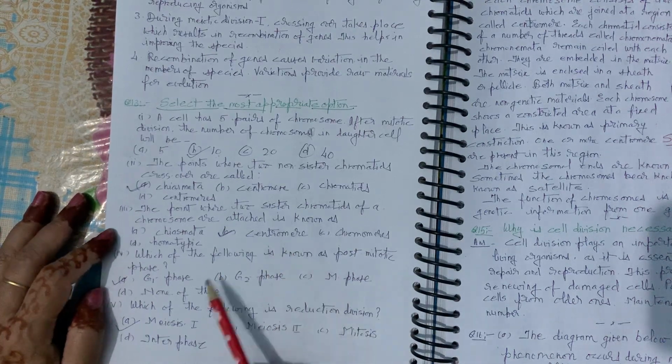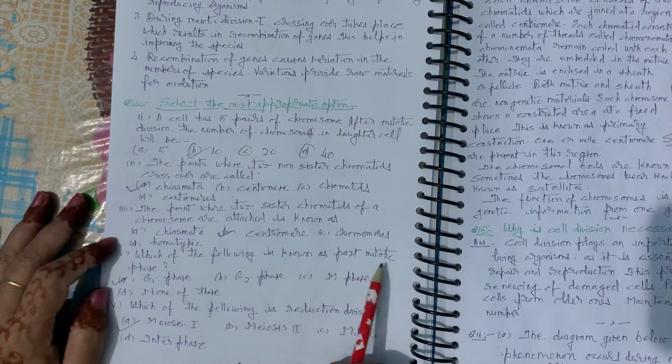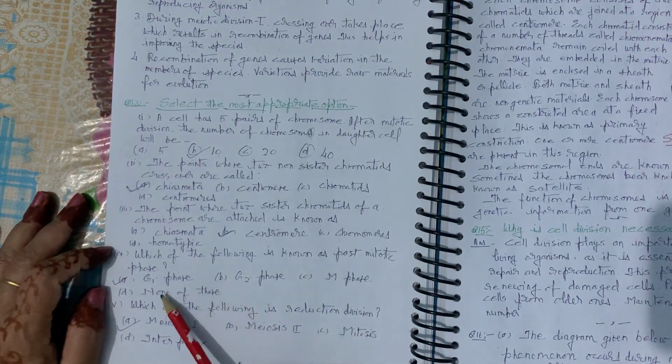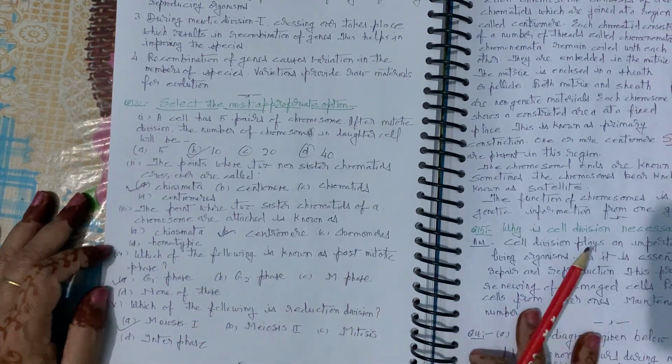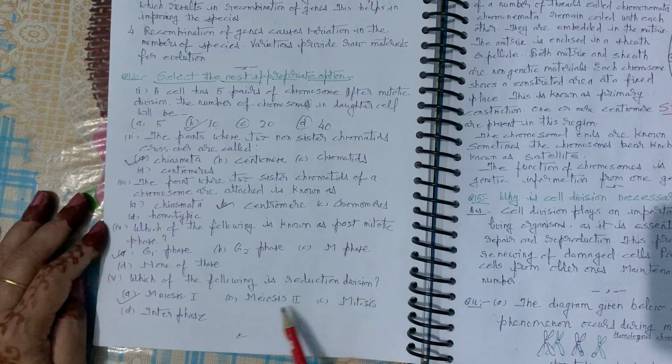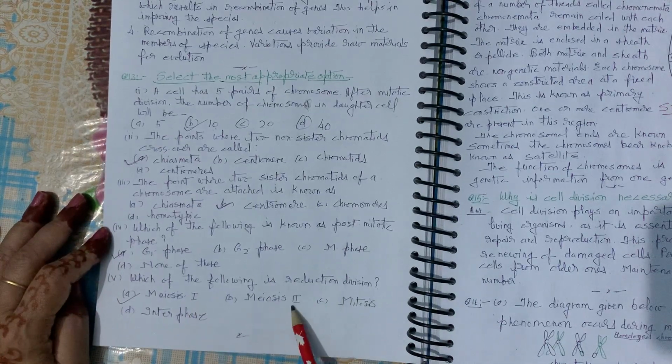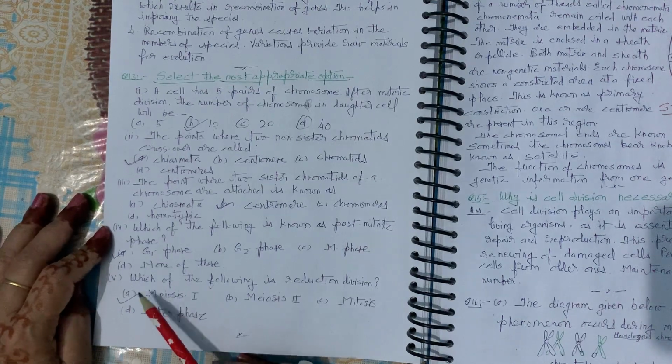Sister chromatids are attached. Which of the following is known as the post-mitotic phase? G1 phase, G2 phase, M phase, none of these. G1 phase is known as the post-mitotic phase. Which of the following is the reduction division? Meiosis 1, meiosis 2, mitosis, interphase. It is meiosis 1.